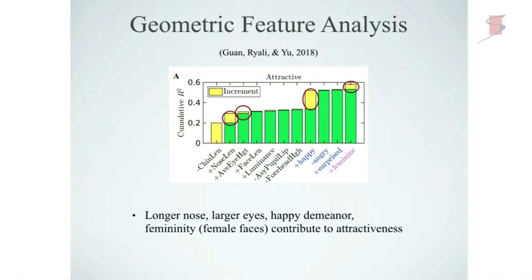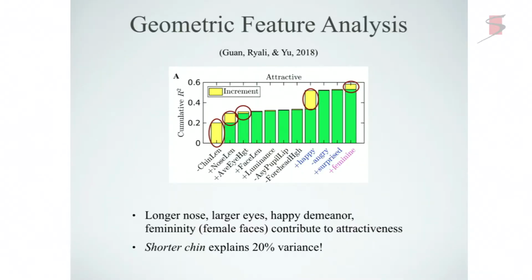But we can also do more quantitative analysis by looking at geometric features and see how they correlate with these different traits and these different LTAs. And what's showing yellow here is the unique contribution of that particular geometric feature. What's in green is the cumulative total R-square so far. And so what we see is that, as you might expect for attractiveness, longer nose, larger eyes, happy demeanor, and femininity, especially in female faces, tend to contribute to higher attractiveness.